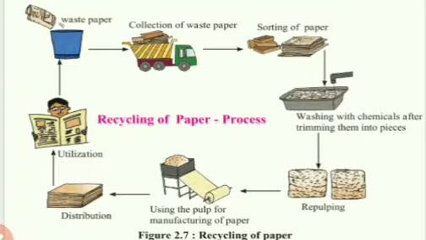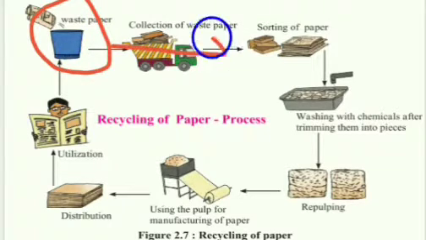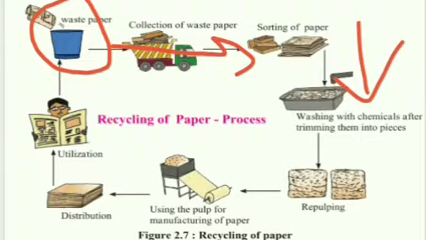Paper and cardboard form the second largest component of domestic waste. Paper recycling is practiced extensively as it reduces the demand for wood and energy. Here is the process of recycling of paper. In this process, as we can see, the waste paper is collected and sent to the sorting unit. After sorting, the paper is trimmed into small pieces and the trimmed paper is washed with the help of chemicals.